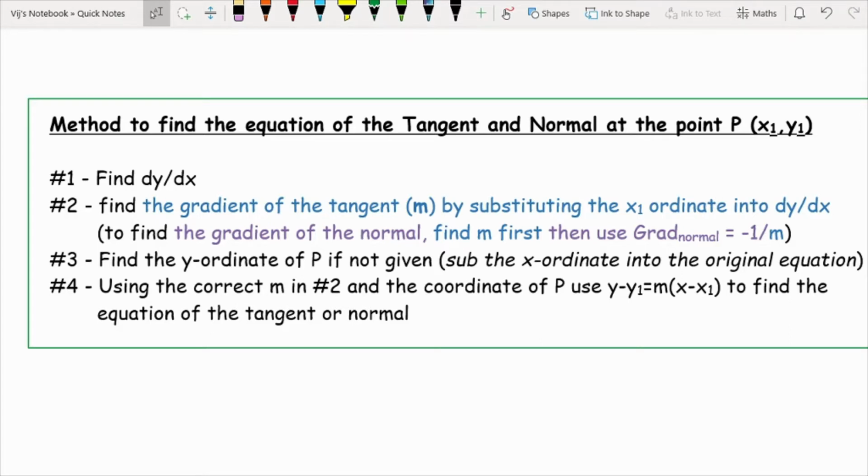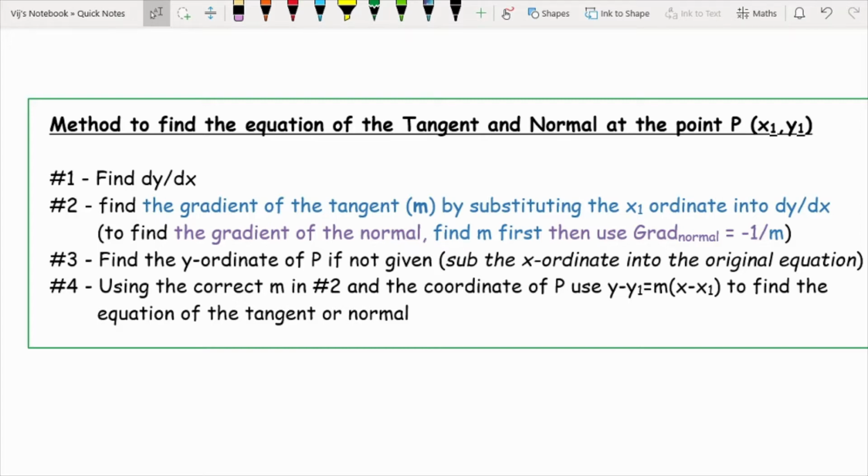Now for step 3, sometimes with regards to questions the actual coordinate of P will be given to you, sometimes only the x ordinate will be given to you. So if you're not given the y ordinate, one thing you would need to do is to find out the respective y ordinate, and how we do this is by substituting the x ordinate into the original equation. Now this step 3 could be done before you work out dy/dx, it's entirely up to you, but because you are trying to find the equation of a straight line, there are 2 bits of information you need. One of them is the gradient and 2 is a complete coordinate. So if you're not given a complete coordinate, what you need to do is substitute the x ordinate into the original equation and boom, you are done.